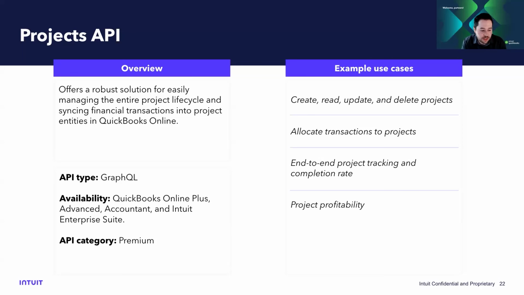So the API category is going to be premium. This will be our first new premium API. And some example use cases that might be facilitated with this API include the full life cycle of creating, reading, updating, and deleting projects. You'll be able to allocate transactions to projects using reference IDs across a myriad of different transaction types. Be able to really do end-to-end project tracking and things like completion rate, which is an attribute in the schema. And even going so far as looking at project profitability. Since we have reference IDs, we can technically pull transactions based on projects and understand what the profitability is.